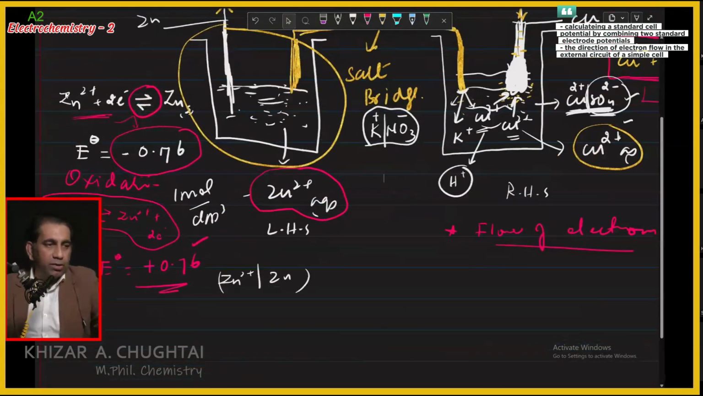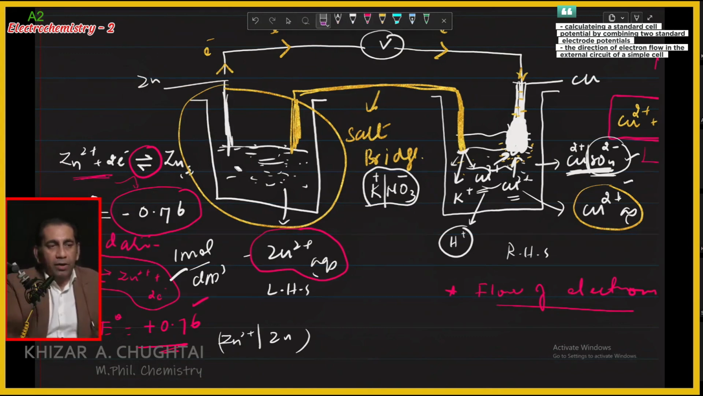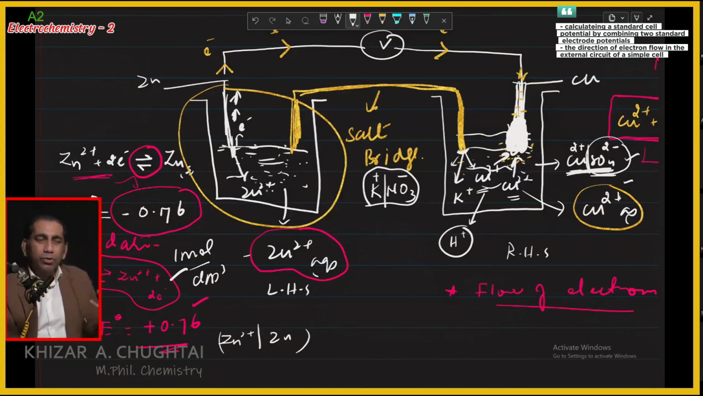Let's see what is happening over here. In this case, this reaction is happening. The zinc rod is going to dissolve itself, and as it dissolves, it changes into zinc 2 positive ion, and it is losing electrons to the external circuit. It is jumping into the water after the loss of 2 electrons. So this solution is going to be enriched with zinc 2 positive ion.